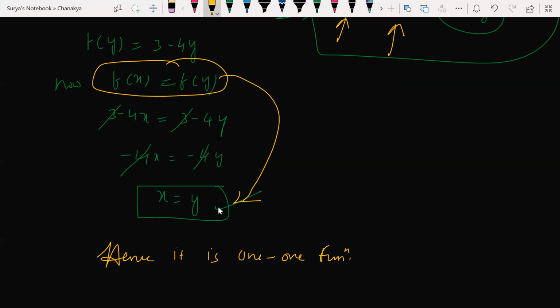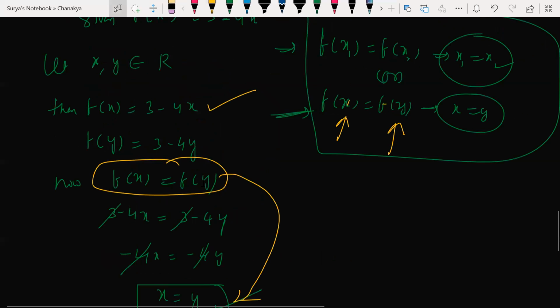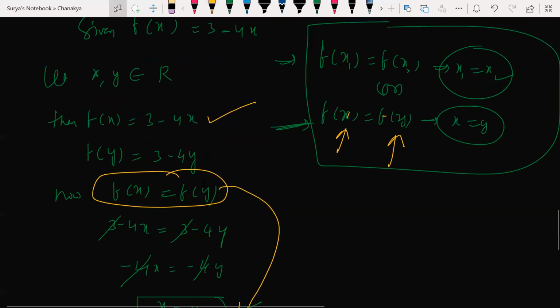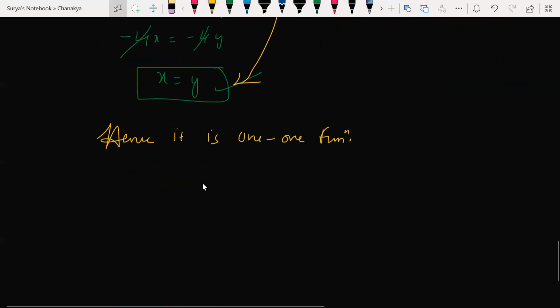Yes, you have to write in your own language. I'm sure you can write it very easily. For how to write the conclusion, I have explained in a good manner in the previous lectures. Please go and have a look at that. So it is a one-one function. Simple. Clear? Now let's check whether it is an onto function or not. Hope you all got my point.